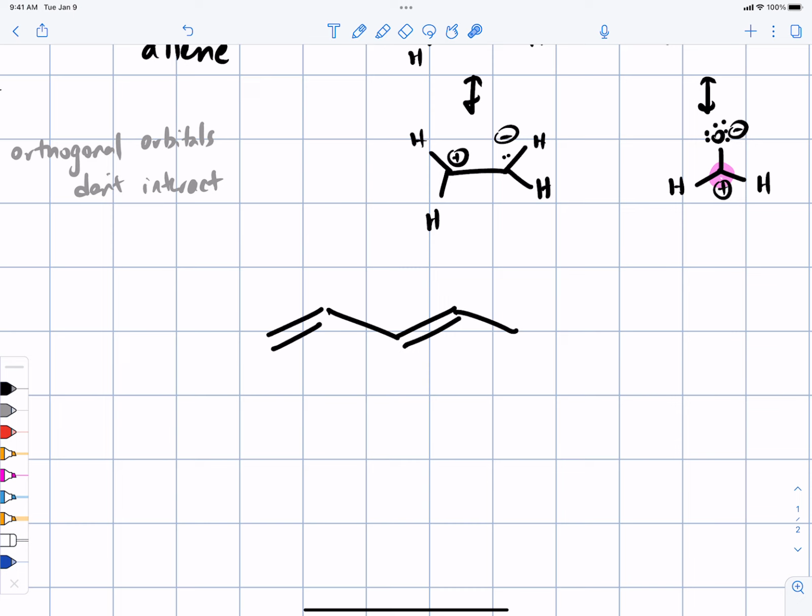Yes, no? We haven't really defined what conjugation means, so go ahead. I think no, because they're separated by a bond. They're separated by a bond. Okay.